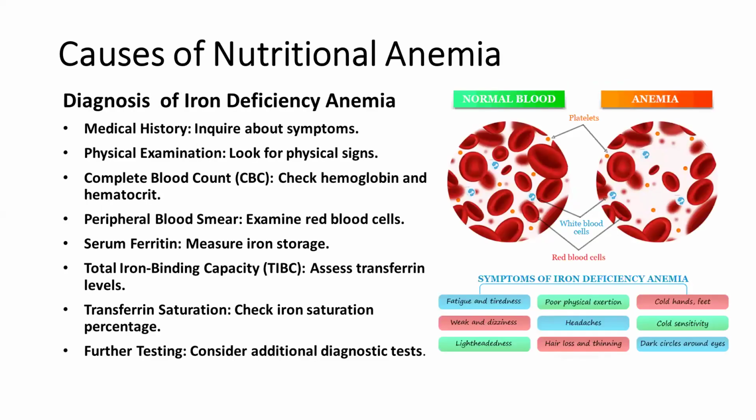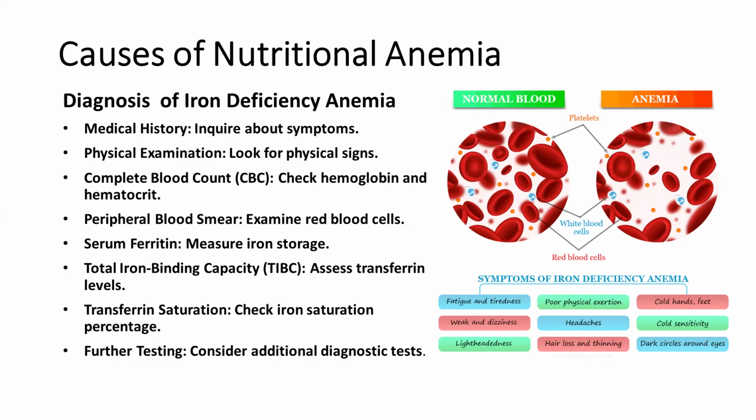Now, coming towards the diagnosis of iron deficiency anemia, of course, you have to take medical history and inquire about the symptoms. We will discuss these generally, and the physical examination is also important. Complete blood count is important, to check CBC and hematocrit, and of course you have to go through the peripheral blood smear to examine red blood cells. And then you can also go for serum ferritin levels to measure the iron storage, and of course TIBC, total iron binding capacity, to assess the transferrin levels, and transferrin saturation to check the iron saturation in percentages. And of course, there is some further testing to consider.